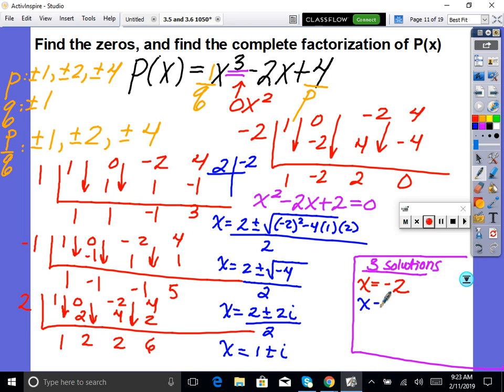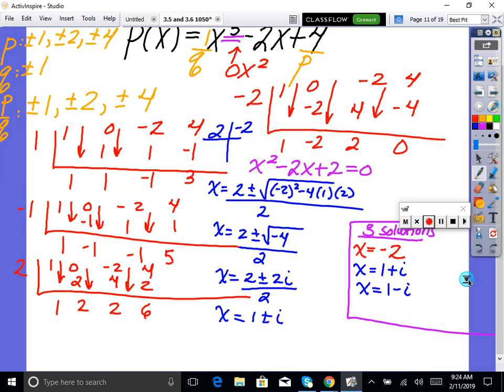So I'd say x equals 1 plus i. Yes, I would split them up in your final bucket of solutions. X equals 1 minus i. Look, that makes sense. There's our 3 solutions. So now what we're going to do, watching the factors a little bit more carefully on this one, working backwards here.